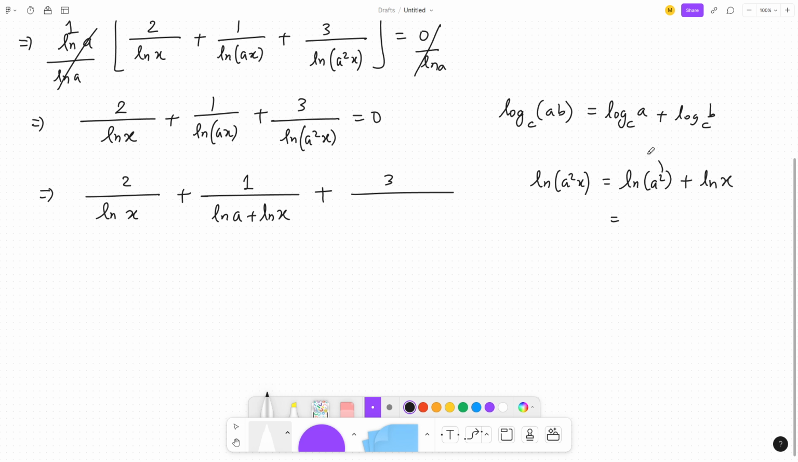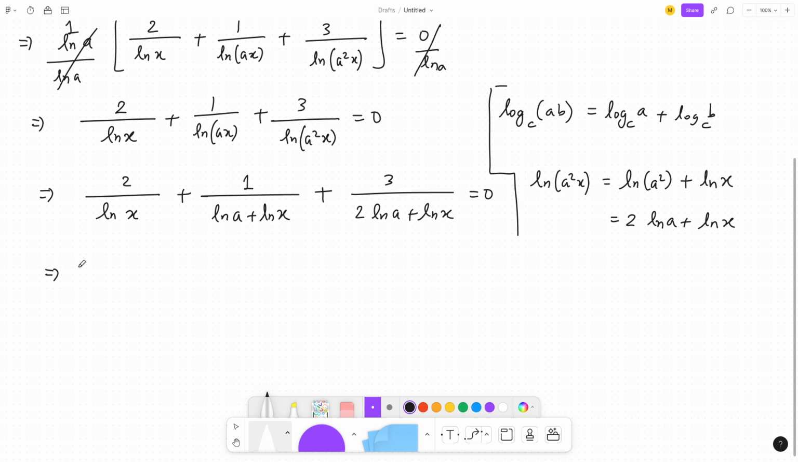Here this power will jump out, again a property of logarithms. So here 2 times natural log of a plus natural log of x. Finally this expression can be written as 2 over natural log of x plus 1 over natural log of a plus natural log of x plus 3 over 2 times natural log of a plus natural log of x, equal to 0 again. These are just all the properties. Now how to proceed ahead?